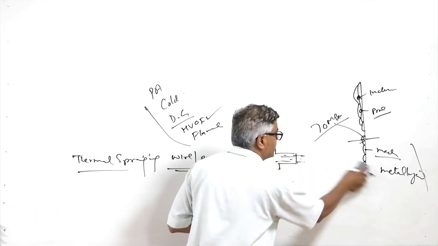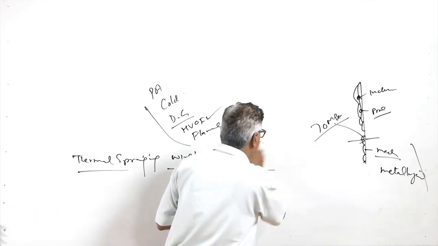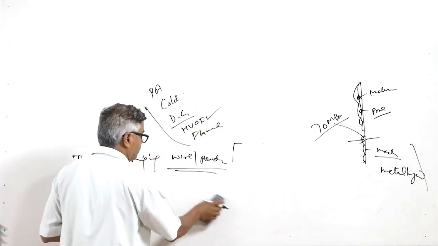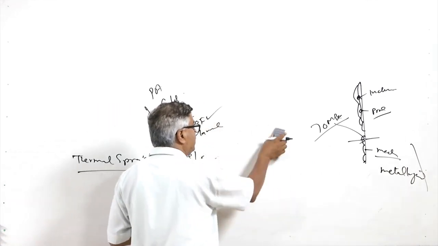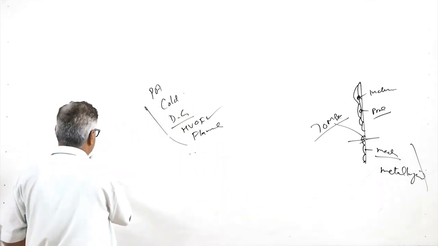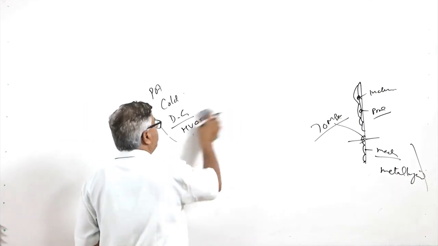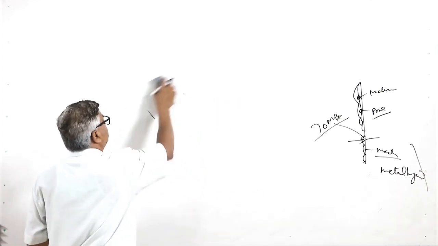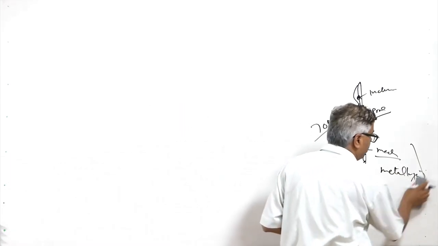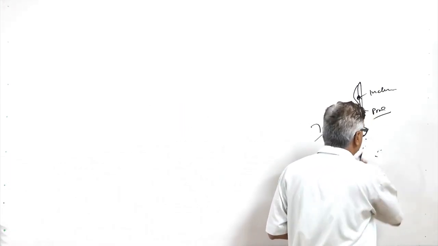So, the velocity plays a very critical role in determining the proper bonding of the coating with the substrate, otherwise it will lead to delamination or spalling during service, which will lead to premature failure of the component due to removal of the thermal spray coatings.